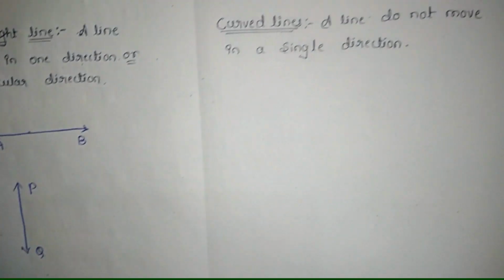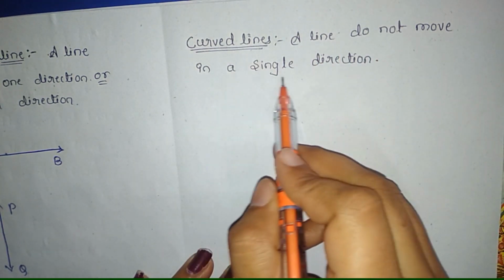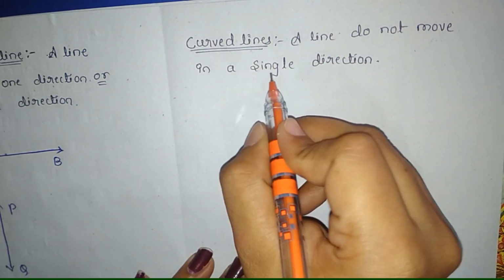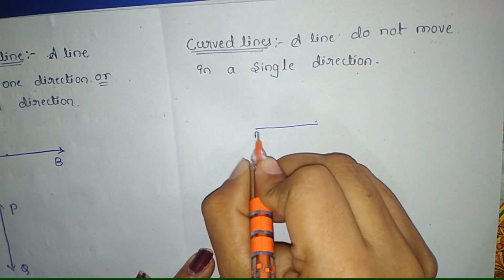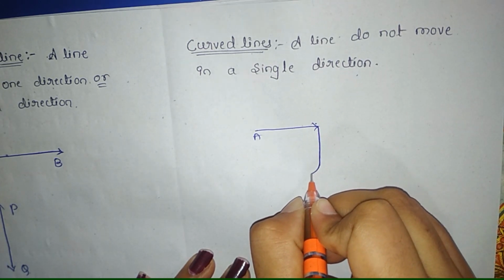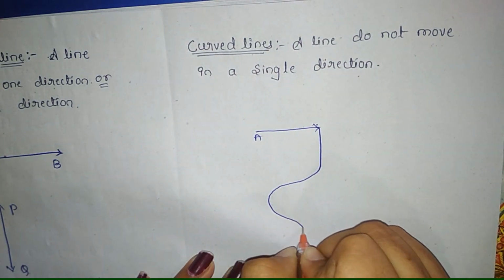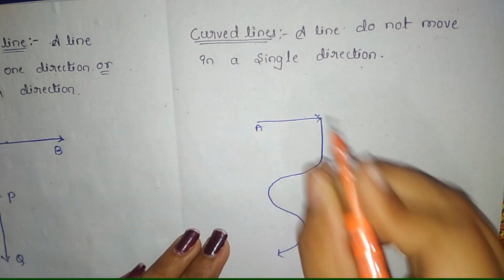Now what about curved lines? Curved lines are nothing but lines that do not move in a single direction. In a single direction means, if I take a line A, B, it can move like this. It will bend like this, it can bend. These are curved lines.